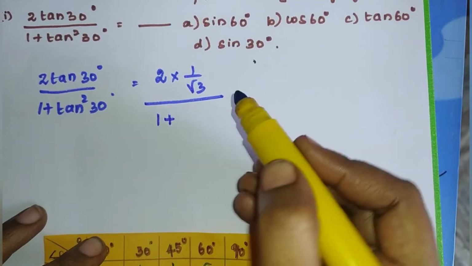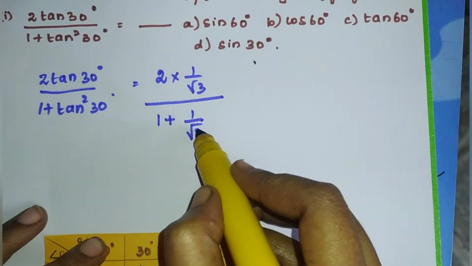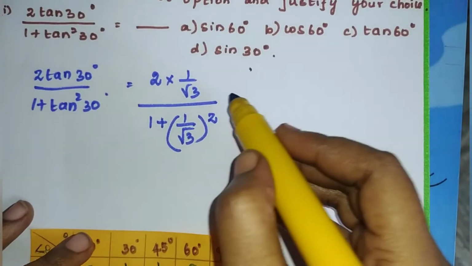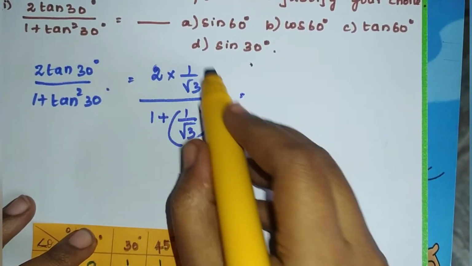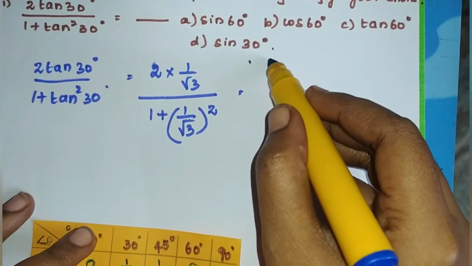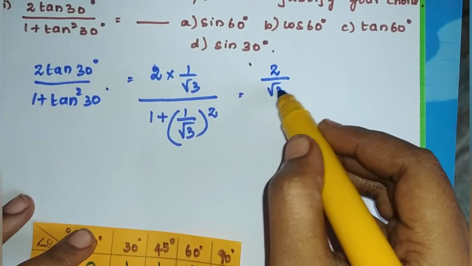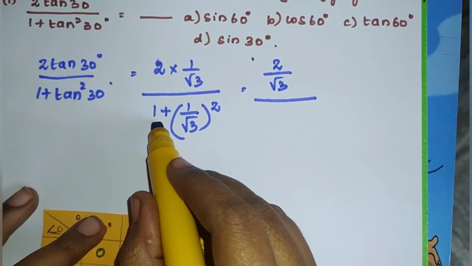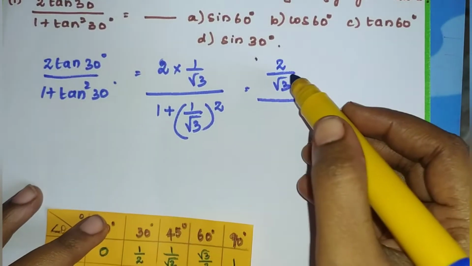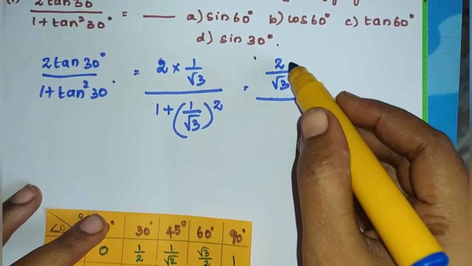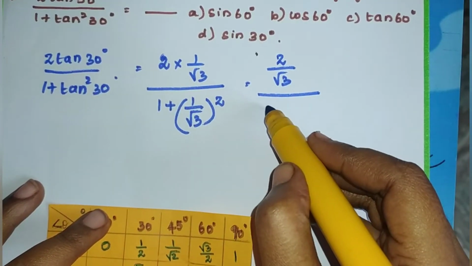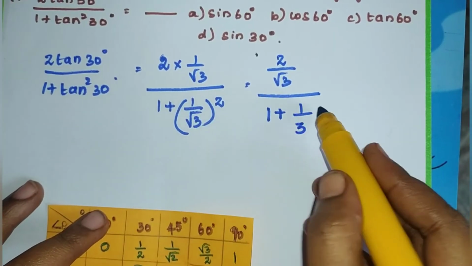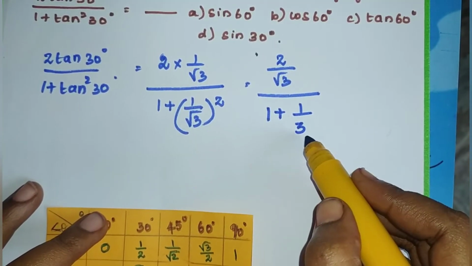Then, 1 plus 1 by root 3 the whole square. Be careful with the square and all. Okay. And then, we can't cancel anything in the numerator. So, write it as it is, 2 by root 3, and then square this one and take LCM. After that only we can divide by this number. Okay, 1 plus 1 by 3. 1 square is 1. Root 3 into root 3 is 3.